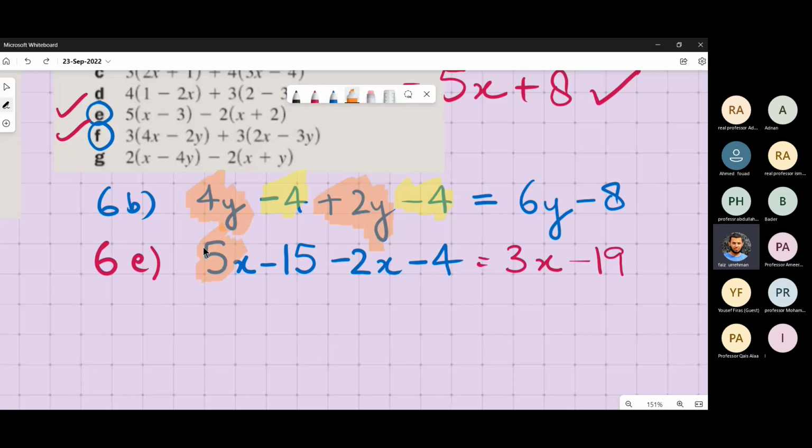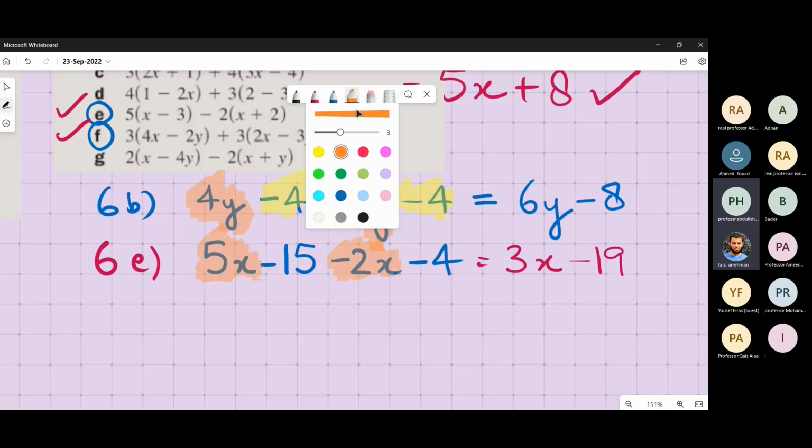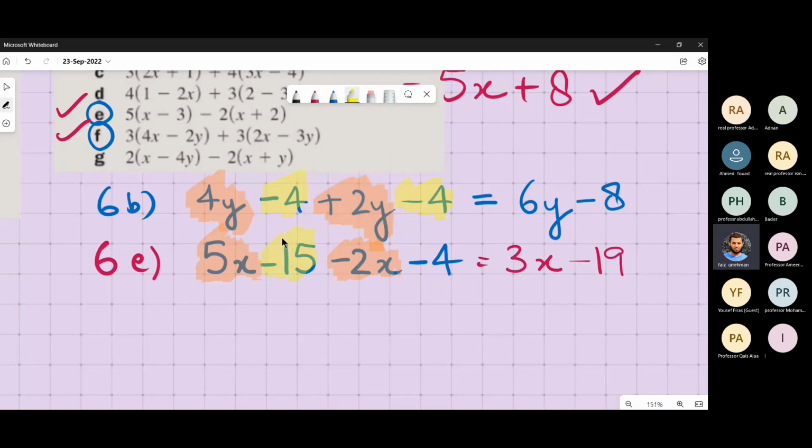Again, look at what I'm highlighting. 5x, and minus 2x, and minus 15 and minus 4. Now tell me, where are there 2 minus? Here you have positive, here you have negative. So you will get 3x. Now I'll solve the F part.